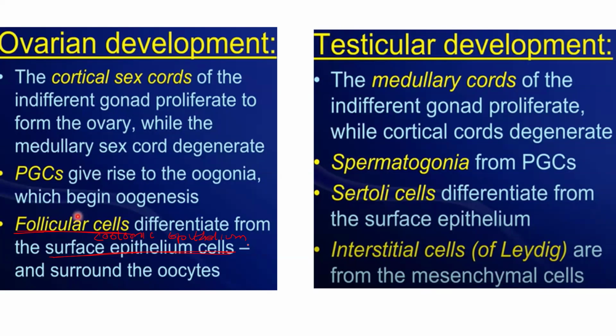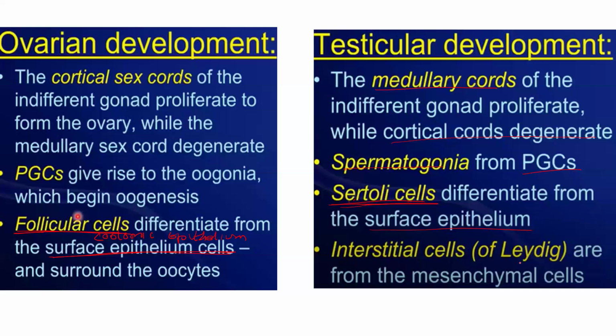Remember, in the testes, on the other hand, it's the medullary cords which differentiate, whereas the cortical cords degenerate. Spermatogonia come from the pluripotent germ cells. The Sertoli cells come from the surface epithelium. Remember, the Sertoli cells are the supporting cells of the spermatogonia. So Sertoli cells are the equivalent of follicular cells in males. Follicular cells are the supporting cells of the oogonia in females. Sertoli cells are the supporting cells of spermatogonia in males. So they have the same origin, which is the surface epithelium or the coelomic epithelium.